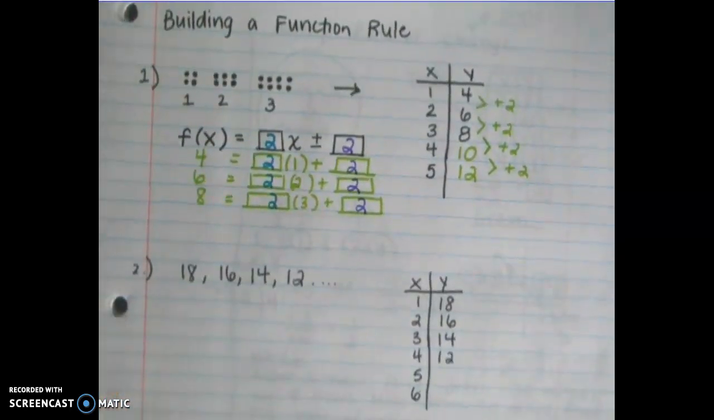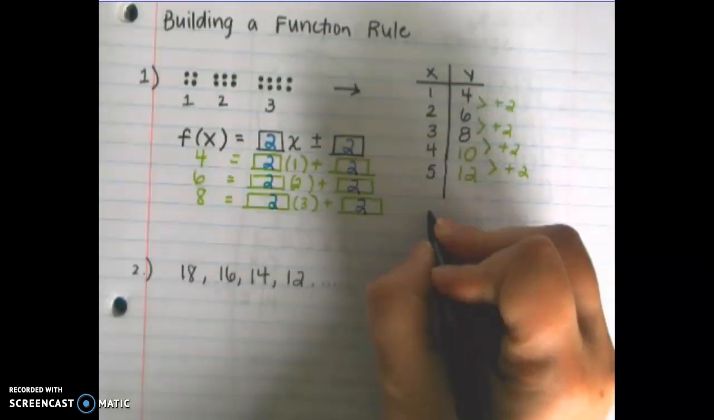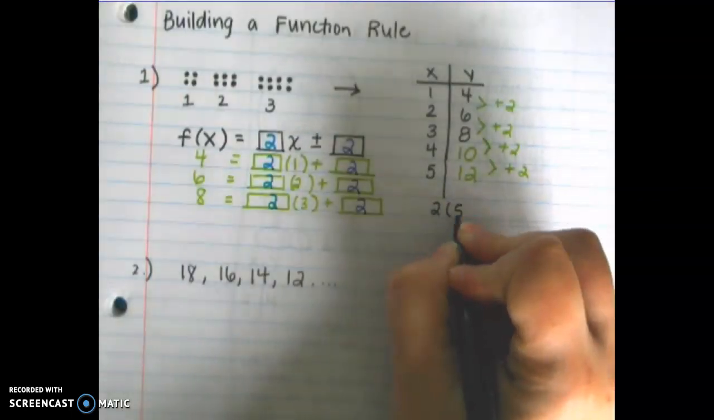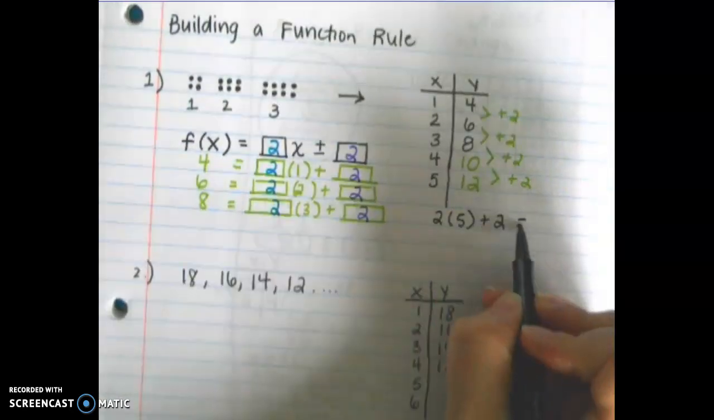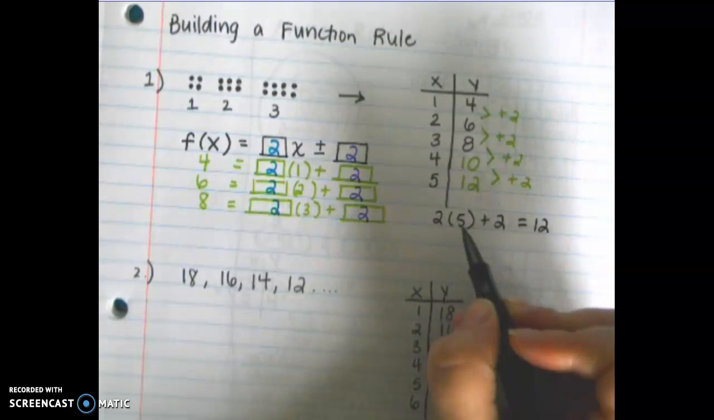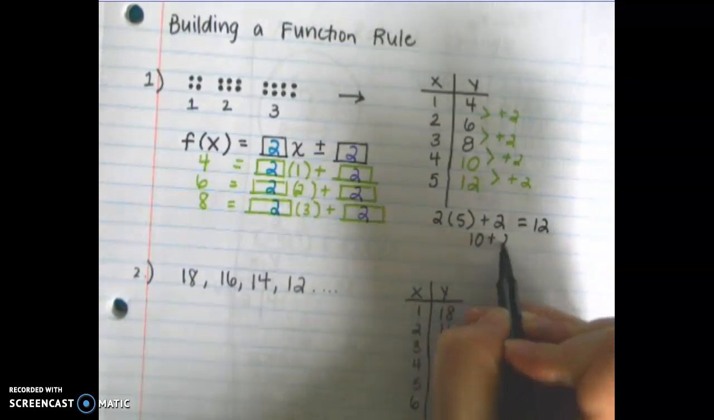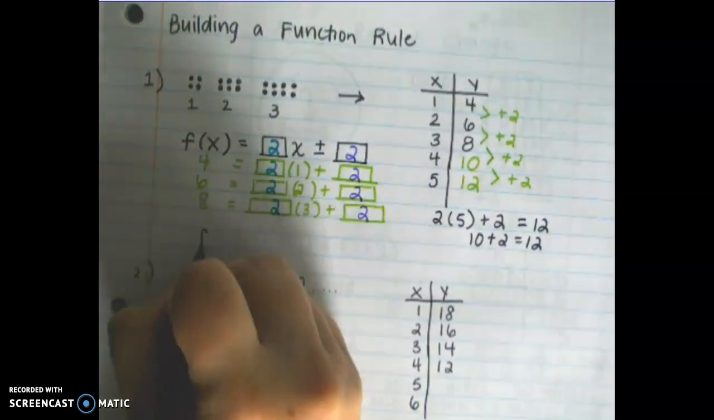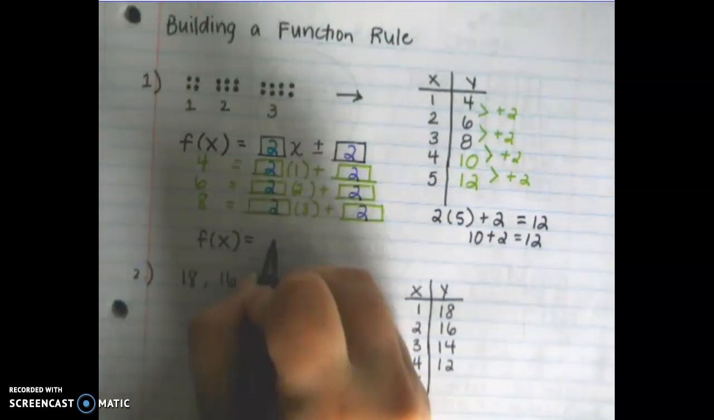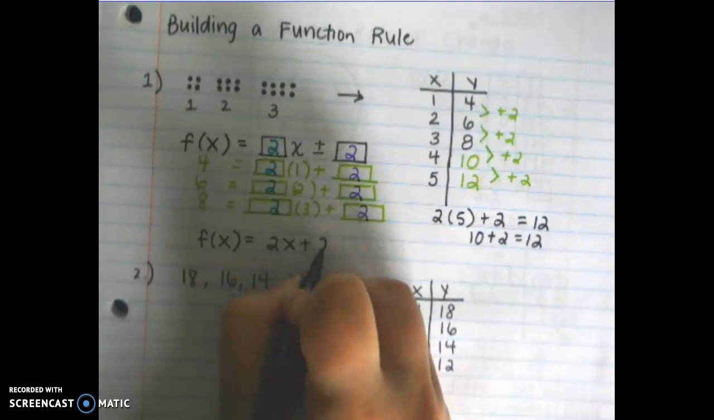So let's try it with one that we didn't have blocks for. Let's see if our rule works for plugging in 5. If I plug in 5, is 2 times 5 plus 2 equal to 12? 2 times 5 is 10. 10 plus 2 is 12. Looks like it works. So our final answer, our rule, is 2x plus 2.